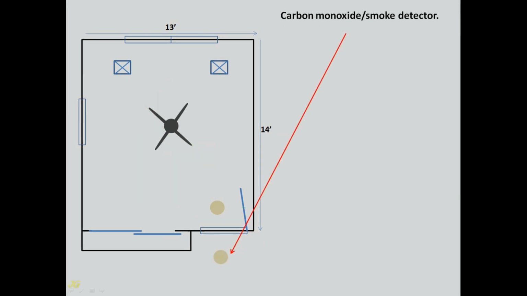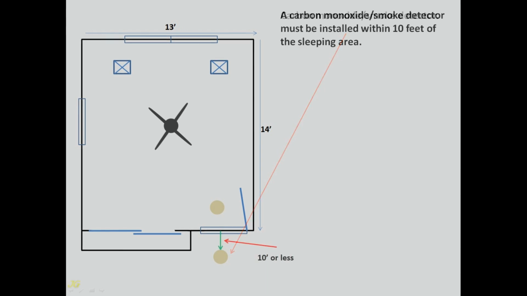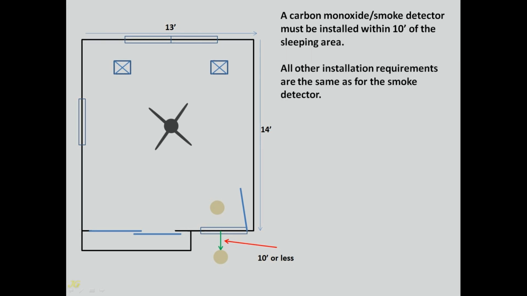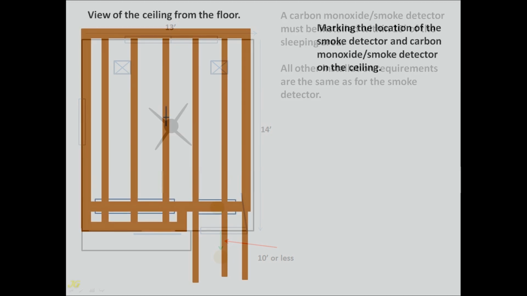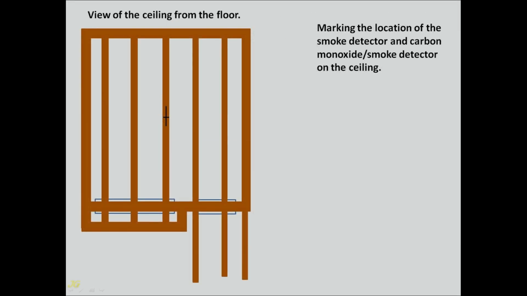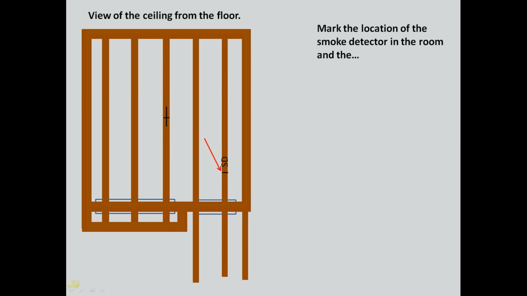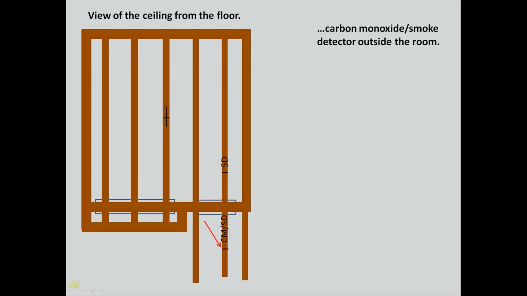Carbon monoxide, smoke detector. A carbon monoxide, smoke detector must be installed within 10 feet of the sleeping area. All other installation requirements are the same as for the smoke detector. Marking the location of the smoke detector and carbon monoxide, smoke detector on the ceiling. Mark the location of the smoke detector in the room and the carbon monoxide, smoke detector outside the room.